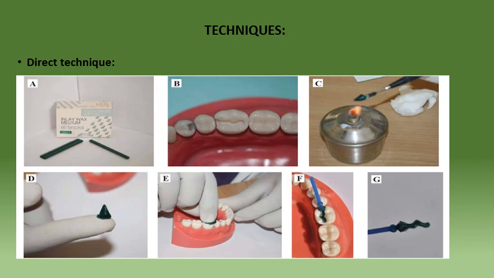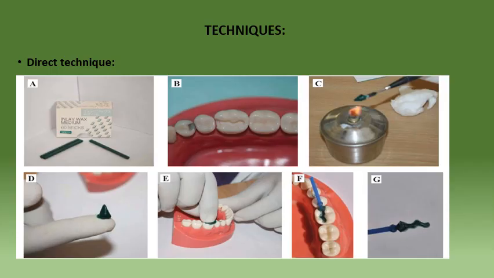So direct technique, the inlay waxes are available as pellets or sticks. So basically here they have shown it over the spirit lamp, and they will soften it, and you can directly place it inside the cavity. So before placing the wax inside the cavity, better you put some separating medium like petroleum jelly or Vaseline, so that it can easily come out.